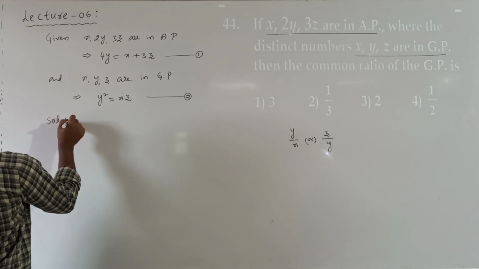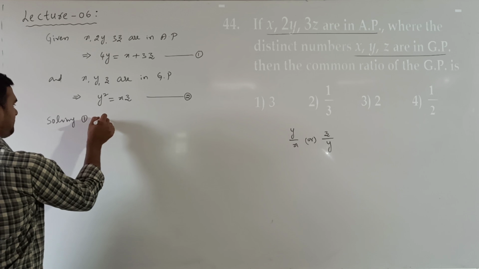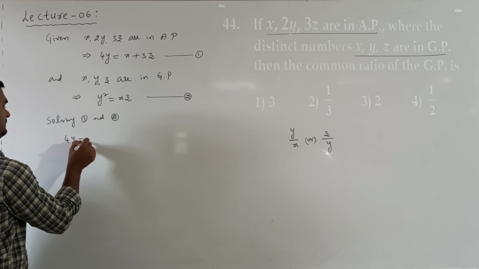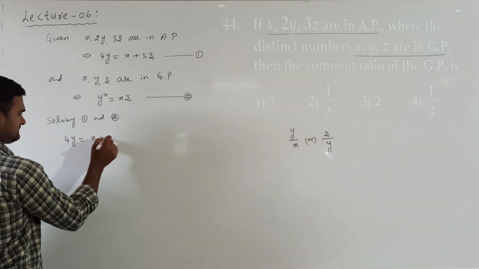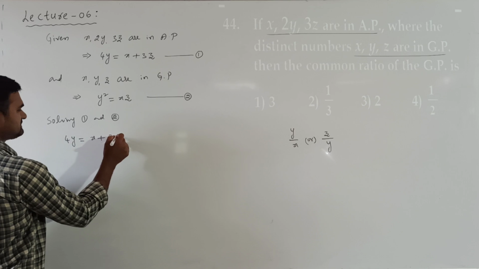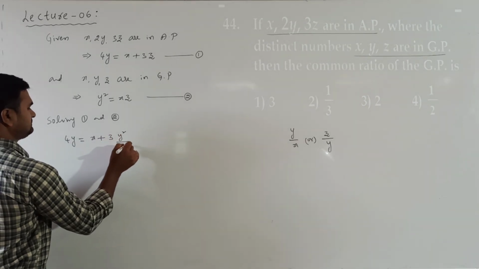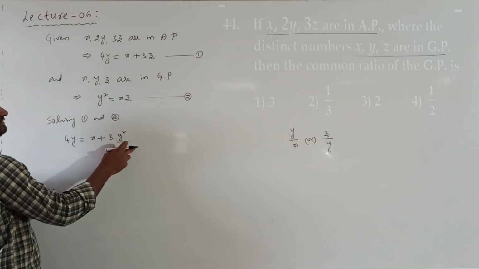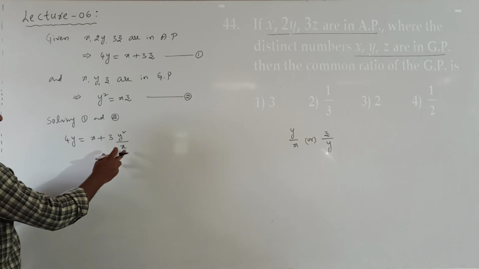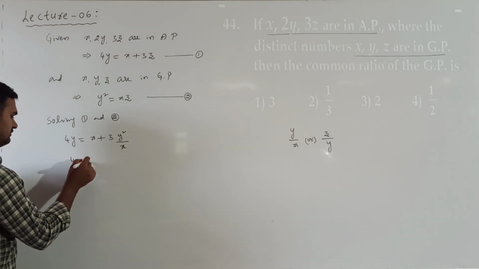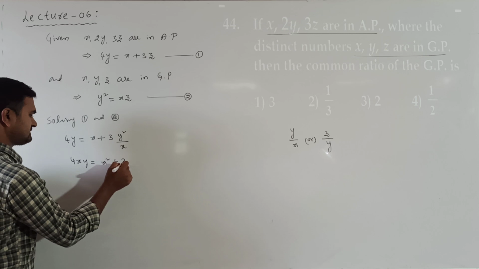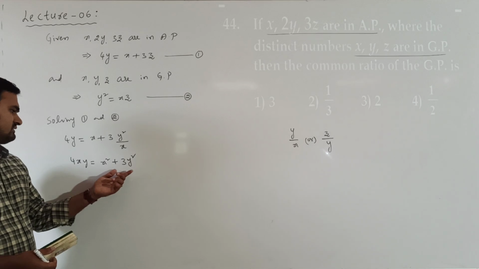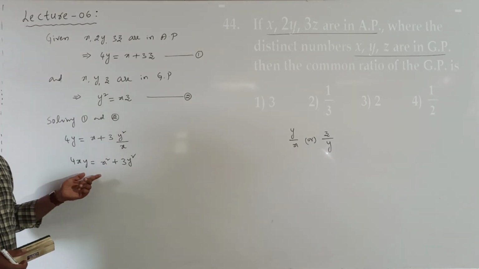Solving 1 and 2. 4y is equal to x plus 3z. What is z here? y square by x. Okay. So z is y square by x, and that we are substituting in the first equation. So take the LCM and solve. 4xy equal to x square plus 3y square. So this is a quadratic where we have x square and also y square.